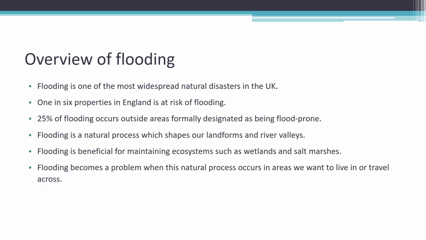Flooding preparation is so important as flooding is one of the most common and widespread types of disaster that occurs within the UK. It is also a risk that we are particularly vulnerable to, with 1 in 6 properties in England being at risk of flooding and 25% of flooding occurring in areas that are not designated as flood prone. Flooding is a natural process that is beneficial for maintaining the ecosystem. However, it becomes an issue when this process occurs in the areas that we live.